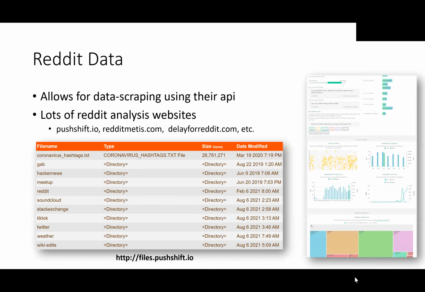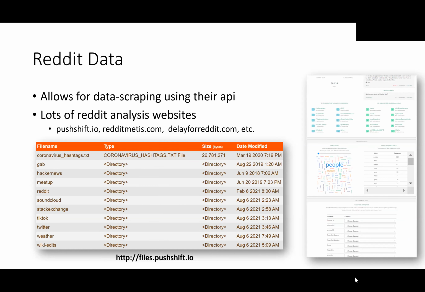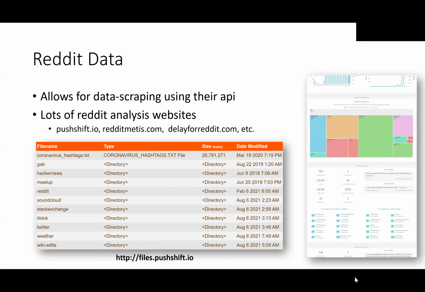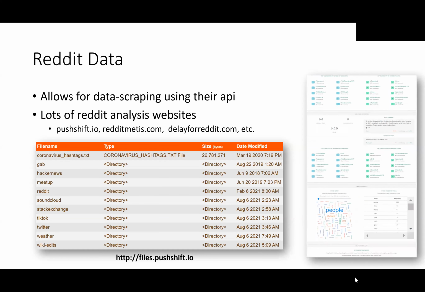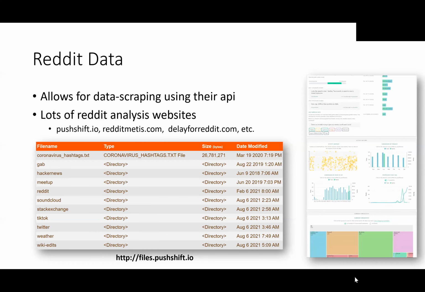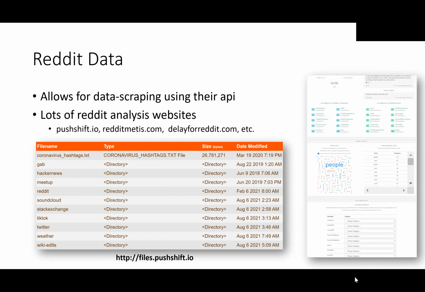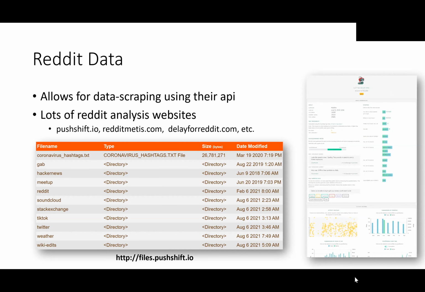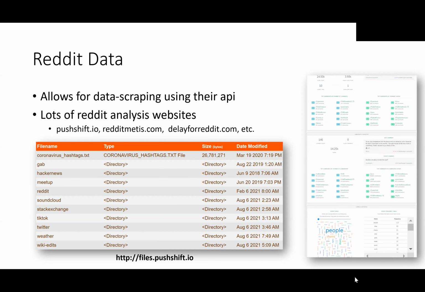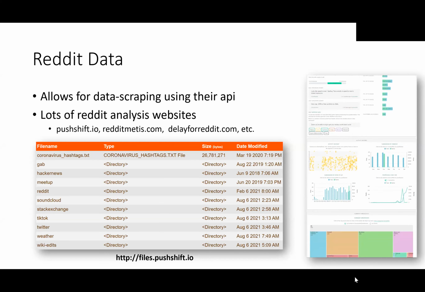So the great part is there's a ton of Reddit data. Reddit has a very generous terms of service that allows for data scraping using their API. Because of that, a number of Reddit analysis websites have popped up, the big one being PushShift.io. What some gentlemen did is every month they download everything from Reddit and post the files online so that you can access it. They also have their own API where you can call it and access the data.